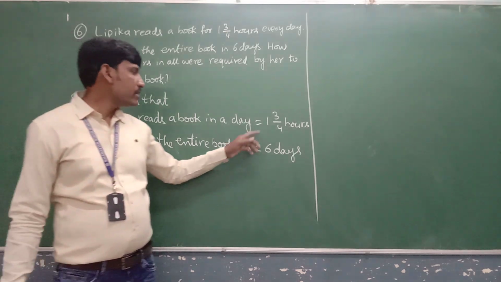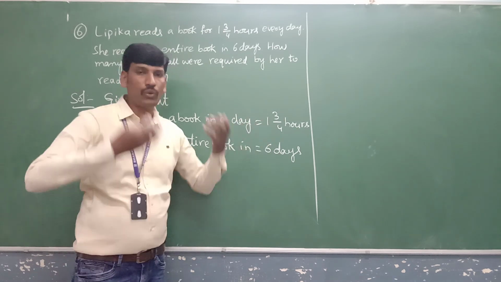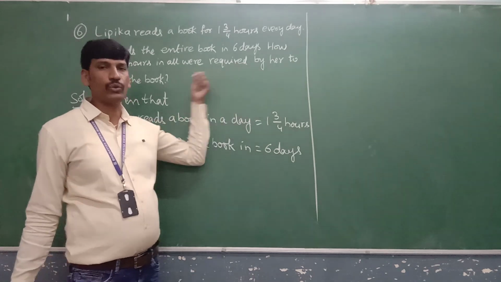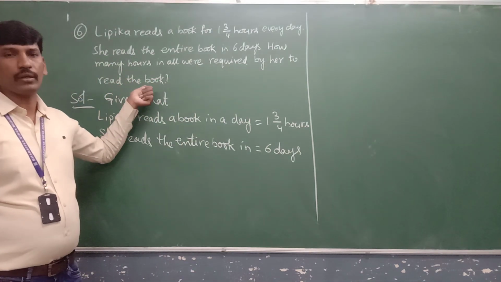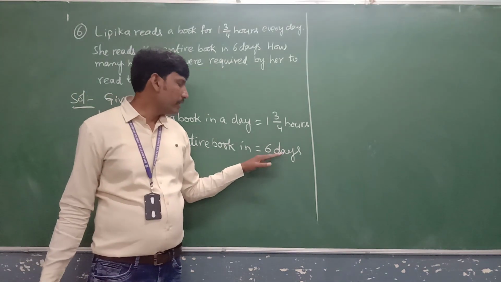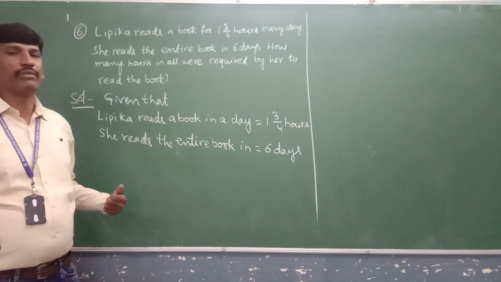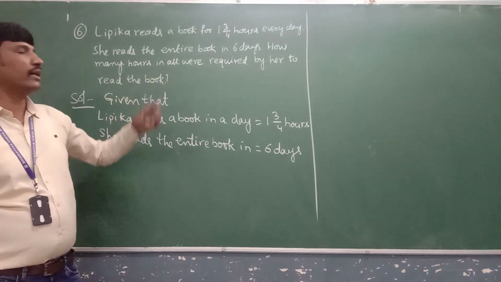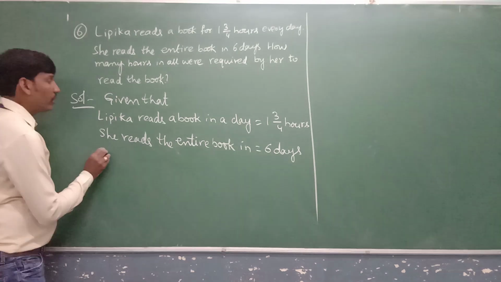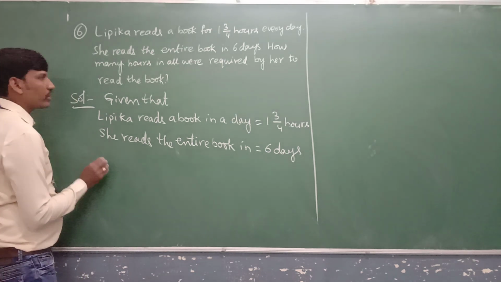But per day she took only 1 3/4 hours. So what are you going to do to get how many hours in all were required by her to read the book? Yes, very good. We need to multiply 6 into 1 3/4, and you will get the total number of hours she took to read the entire book. So now, the required time taken to complete.